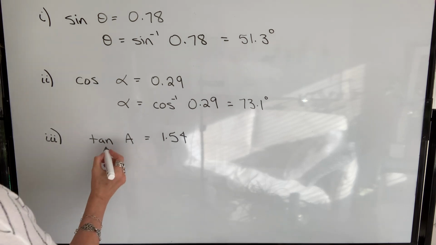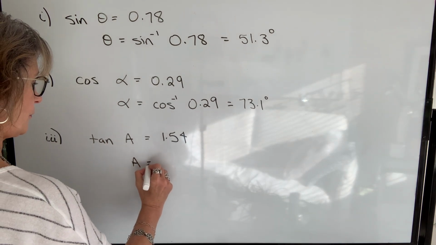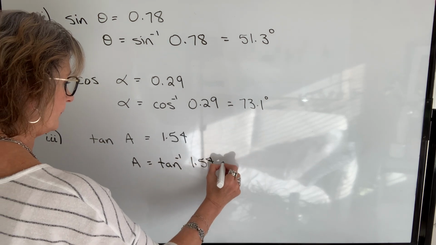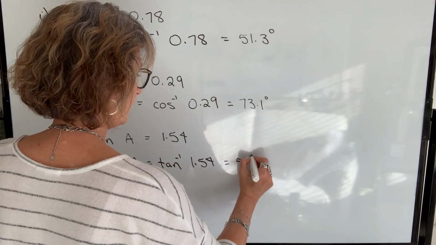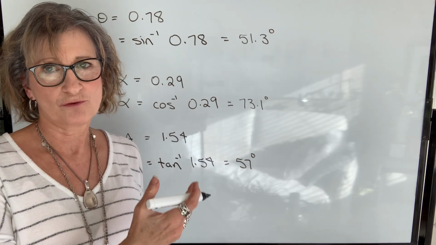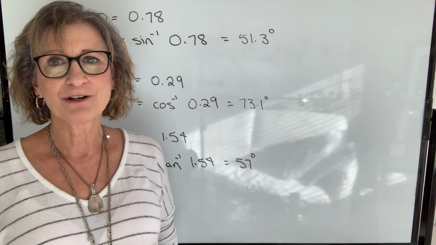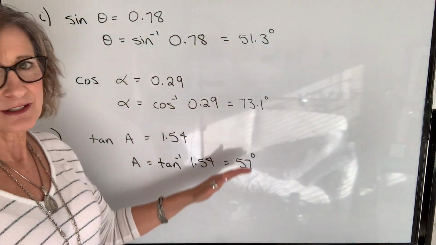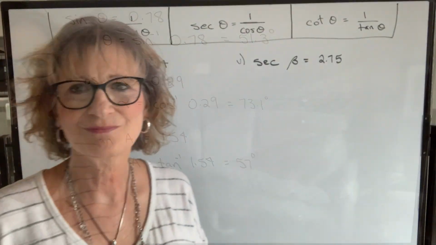Our third example, tangent of some angle I called A is equal to 1.4. Therefore, A will equal the inverse tan of 1.54. When you punch that into your calculator, you should get an angle of 57 degrees. Try these with the main trig functions first, because we're going to move on to the reciprocal trig functions, and it gets a little crazier with those. So get confident and comfortable with these, and then let's take a look at the reciprocal functions.